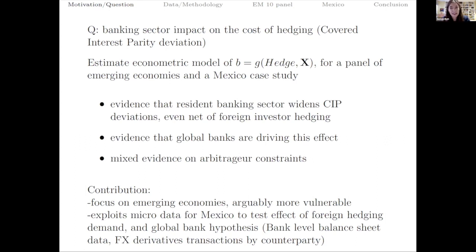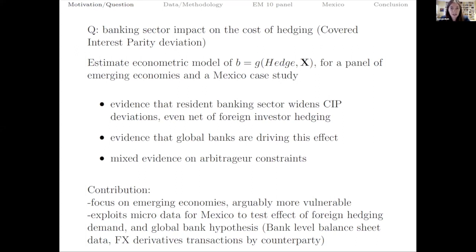And there's also evidence in the Mexico case study where I can identify foreign investor hedging that is in the opposite direction, so it's narrowing the CIP deviation. However, even accounting for the foreign investor hedging demand, we still see that the resident banking sector is widening the CIP deviation. With the Mexico data, I can drill down and ask about different types of banks. And so I can identify what I call the global banks. And I'll talk a little bit more about that issue and the hypothesis around that. And there's evidence that the global banks are driving this widening effect.